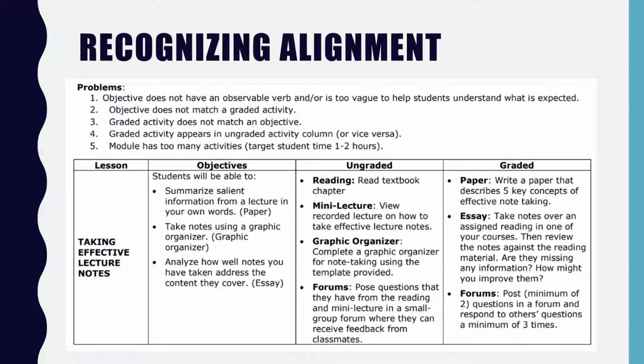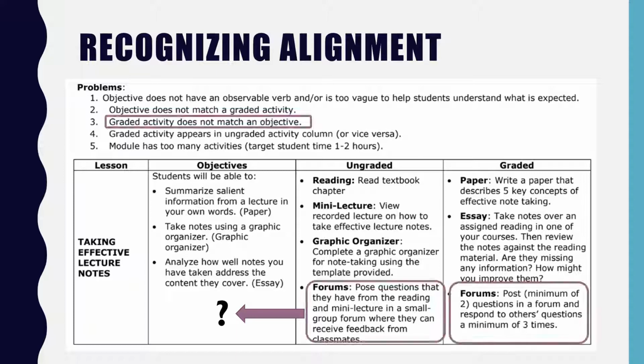We're looking at a planning matrix for a 1-credit-hour class about study skills. Let's see if we can identify the problems with the planning matrix by choosing from the list of problems at the top. First, the two forums do not have an objective. In order to make this align, you would either A, delete the forums, B, write an objective to align with the forums, then C, in this example, write forums that meet the criteria of an effective discussion.